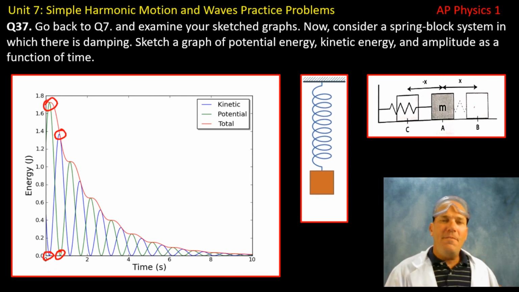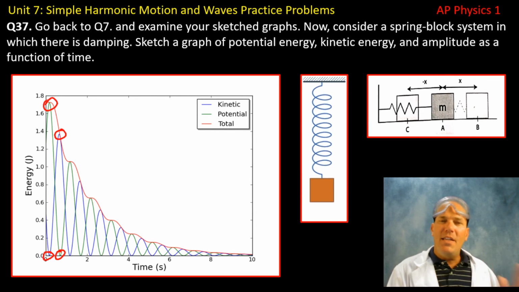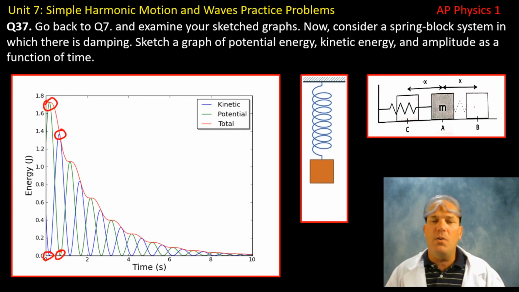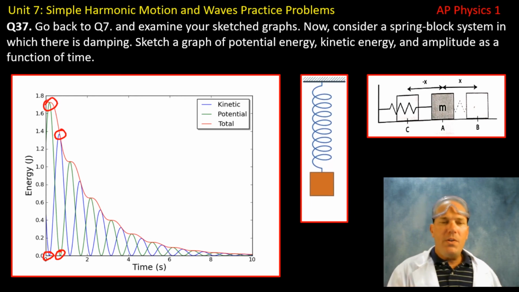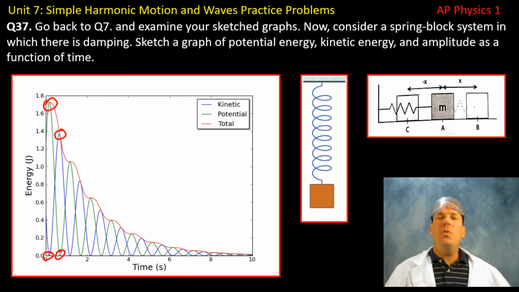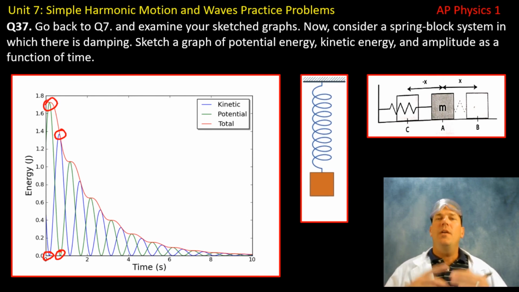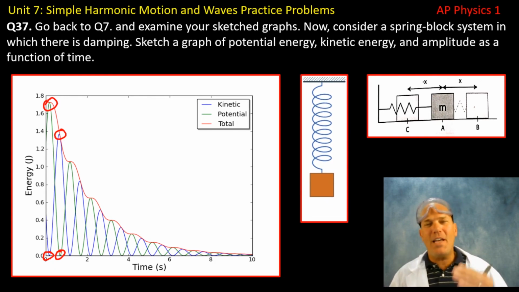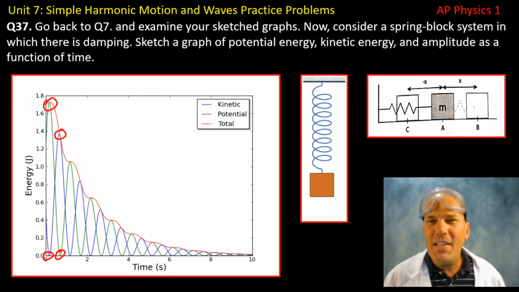Look at the effect of damping here on energy as a function of time. You see it decreases over time. Also in red is the total energy, total mechanical, including both kinetic and potential, and that decreases over time as well. Let's look at the amplitude.